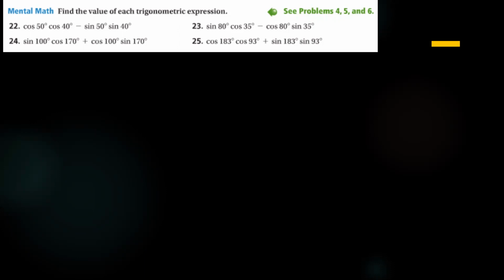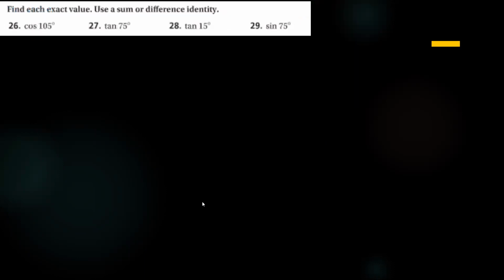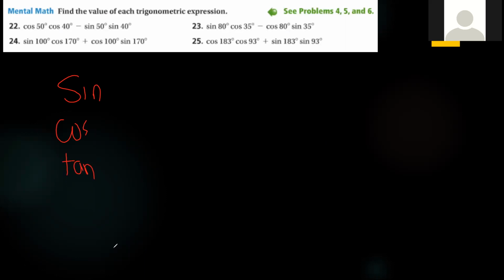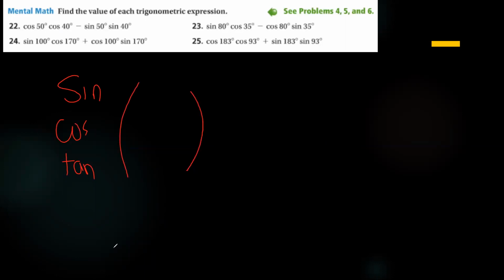Now, number 22. Here, find the value of each trigonometric expression. Cosine 50, cosine 40. For the first one here, first you have to know whether I'm talking about sine or cosine or tan. This is the first thing you have to decide. The second one, which 2 angles am I talking about? Am I talking about sum identity or difference identity?